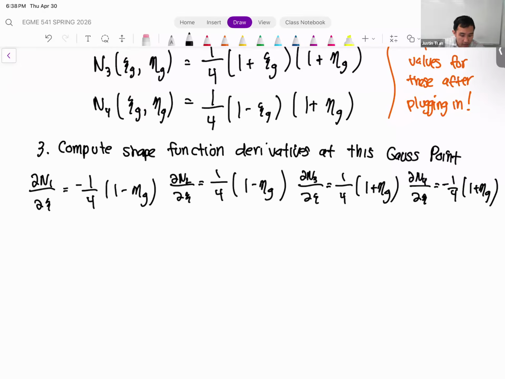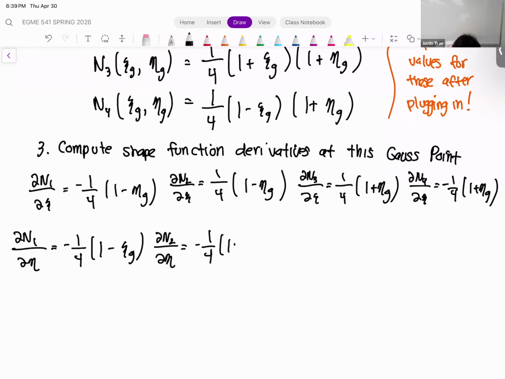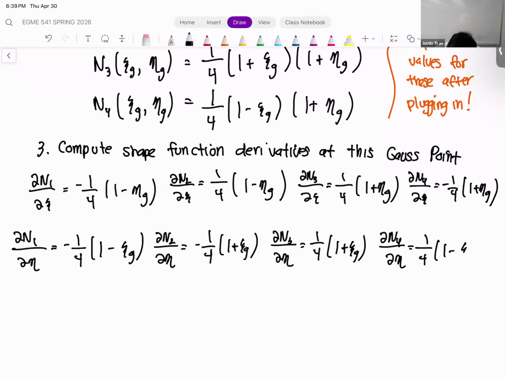And then we have all the eta derivatives as well. So we have partial n1, partial eta is equal to minus 1/4, 1 minus epsilon g, partial n2, partial eta is equal to minus 1/4, 1 plus epsilon g, partial n3, partial eta is 1/4, 1 plus epsilon g, and then partial n4, partial eta is equal to 1/4, 1 minus epsilon g. All right.